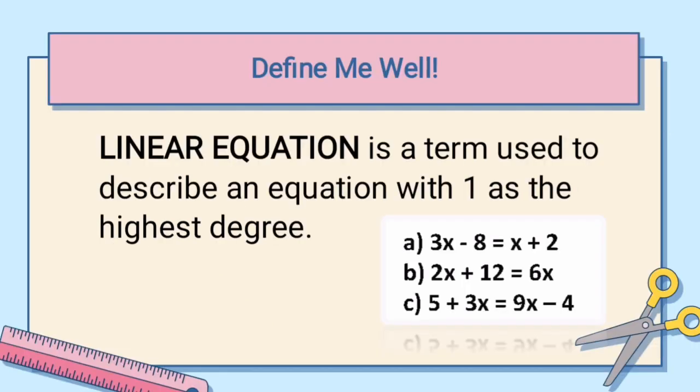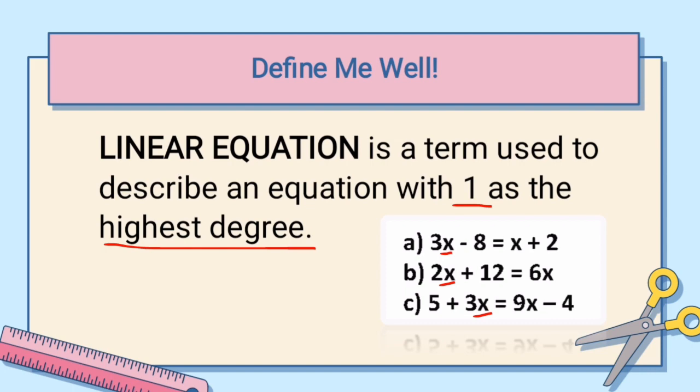Okay, we're done simplifying it. Now let's define terms first. So linear equation is a term used to describe an equation with 1 as the highest degree. I know you're already familiar with this. Say for example this one, x. The highest degree is 1.